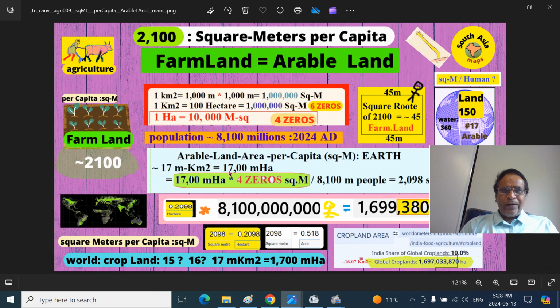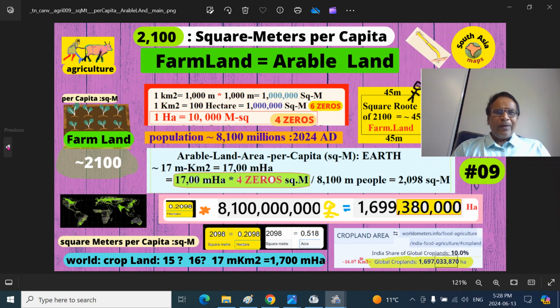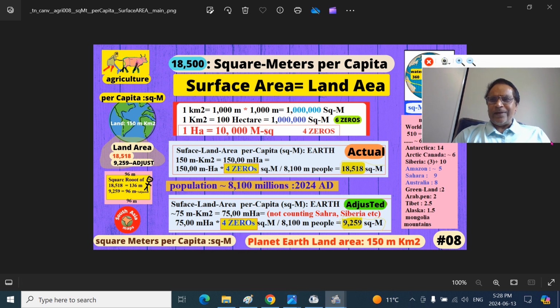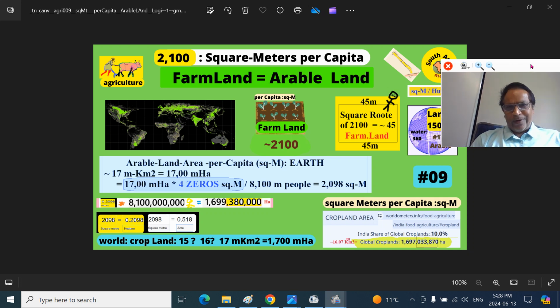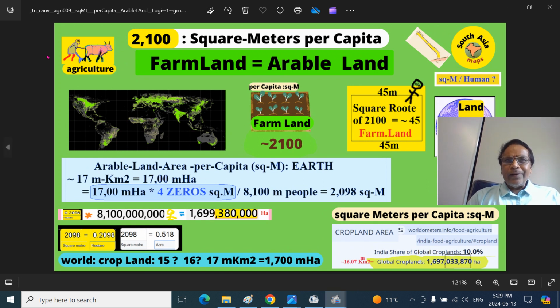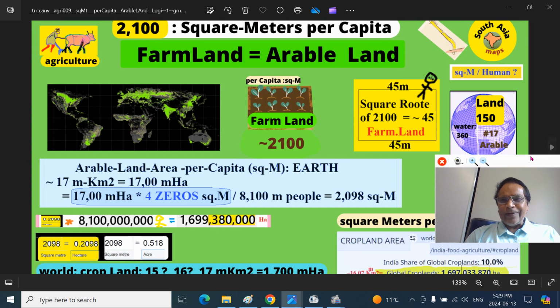Mitranam, we looked at that in part 8, the same square meters per capita of surface area, land area. Today, in part 9, that's the main topic here, we are looking at the farmland, that is the arable land. This is the agriculture icon. This is the plow representing agriculture. How we came to this figure, you can know after this presentation.